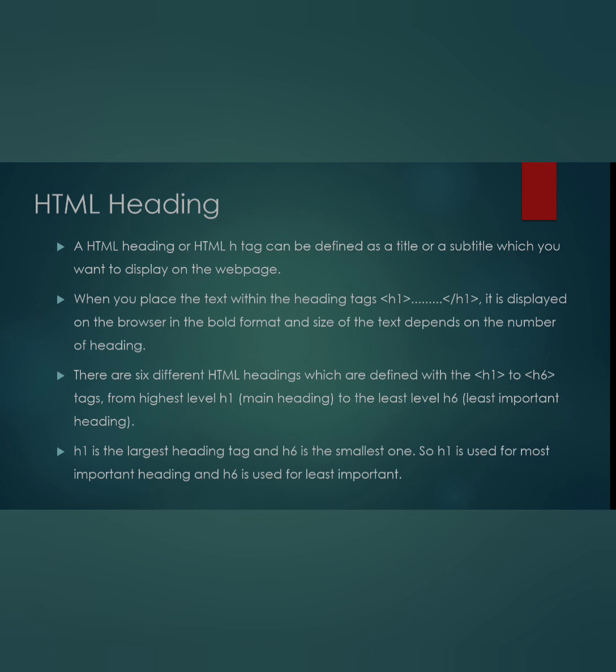HTML headings. HTML headings can be defined as the title or a subtitle which you want to display on the web page. When you place the text in a heading tag, H1 for example, it is displayed in the browser in bold format and the size of the text depends on the heading number. There are 6 different HTML headings which are defined with the H1 to H6 tags. That means H1 is the highest level and the lowest level is the H6 heading.